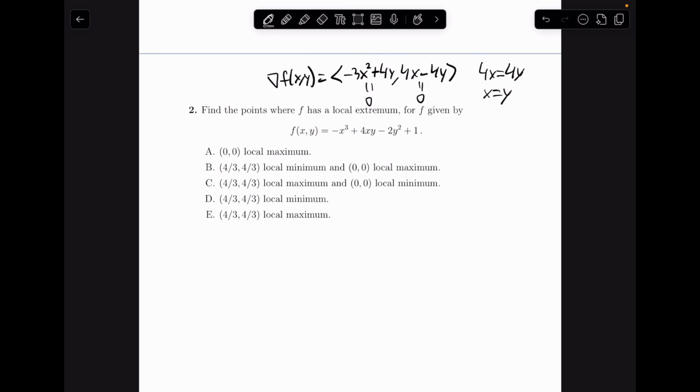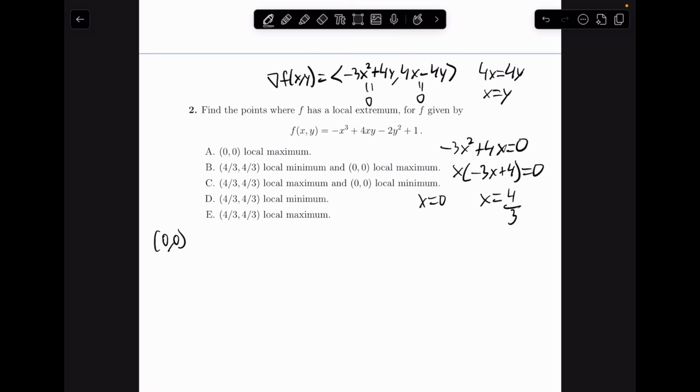And we can plug x equals y into this equation and actually find the points. It doesn't matter which we replace, but let's just replace y. I like working with the x's. So we're going to get negative 3x squared plus 4x equals 0. And we can factor out an x to get x times 3x minus 4 equals 0. So by algebra, x equals 0 or x equals 4/3. Okay, and we know x equals y, so we essentially found our two critical points.